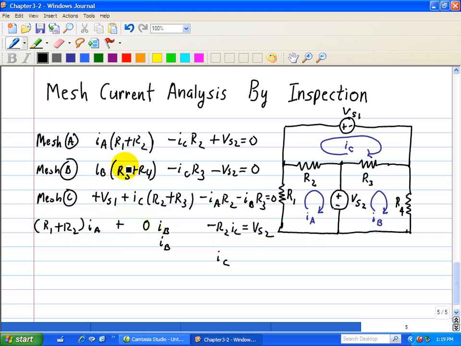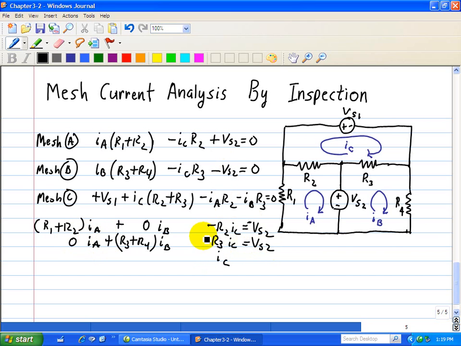Now for mesh B, we have R3 and R4, plus R4. We have a minus R3 for IC, so that's a minus R3 IC. And then we have a positive. This is a negative VS2 in the first equation, and this is a positive VS2 in the second equation. And we have 0 IA.